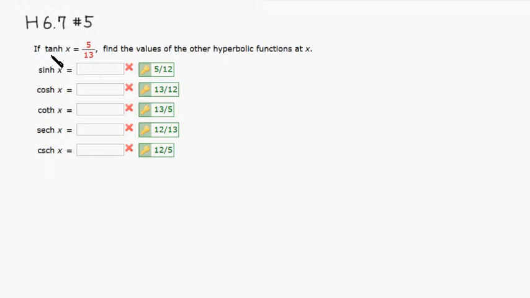Alright, since we have the hyperbolic tangent, immediately we can take the reciprocal of that to find the hyperbolic cotangent. So that is simply 13 over 5, which is the right answer. Then we can use one of the identities: 1 minus hyperbolic tangent squared is equal to hyperbolic secant squared. Right, so let's use that.